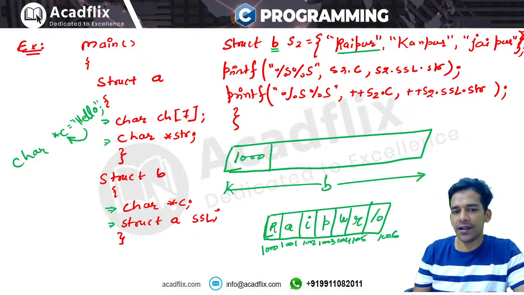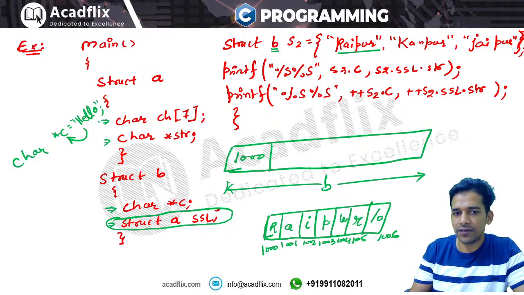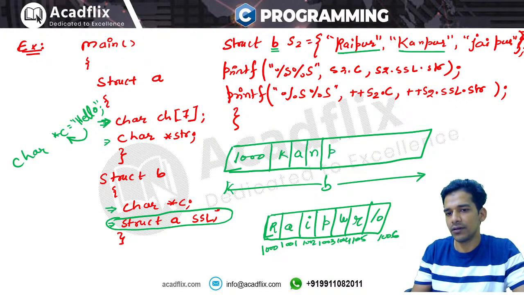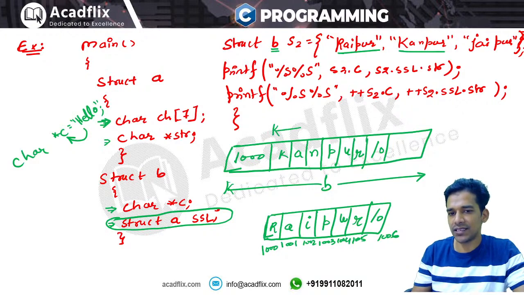The second member is a structure. So we will go inside this structure ssl, and in the structure the first member is a character type array. So this Kanpur will be given to this character array. So we will have K A N P U R and then the null character. This will be stored like this in the structure B. So this is your structure ssl, from here to this last part.